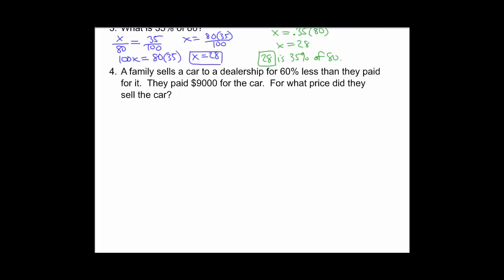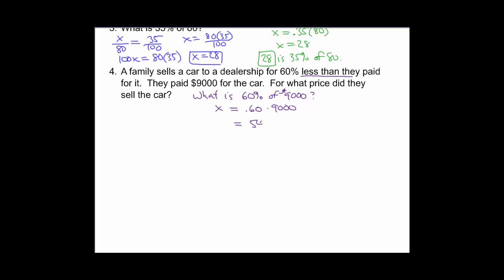That will be the amount less than 9,000 that they paid for it. They paid 9,000. So if we can find 60% of 9,000, that will be how much less they sold it to the dealership than what they bought it for. So it's kind of like we're being asked, what is 60% of $9,000? So if I use the equation method, I would translate that into what is 60% of 9,000. So I need to multiply 9,000 by 0.6.